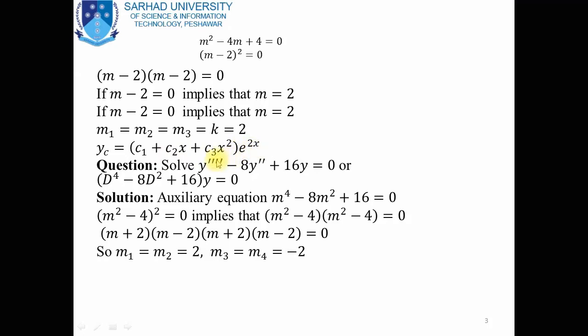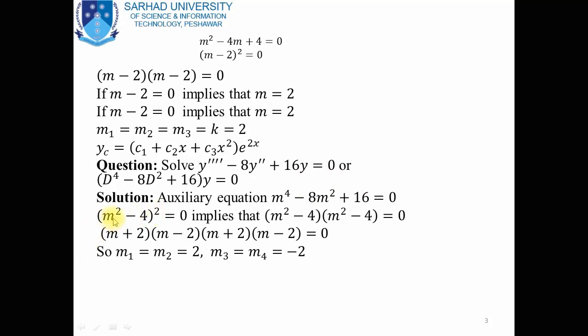Now another example, y'''' minus 8y'' plus 16y is equal to 0. Now this differential equation can be written as (D^4 minus 8D^2 plus 16) y is equal to 0, and the auxiliary equation for this differential equation is m^4 minus 8m^2 plus 16 is equal to 0.